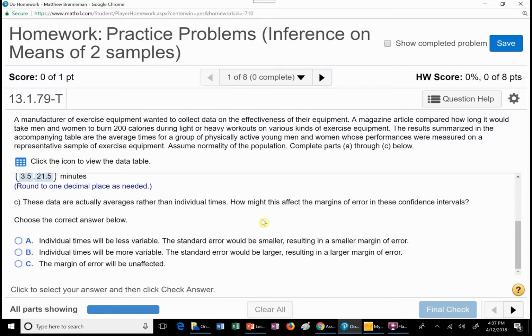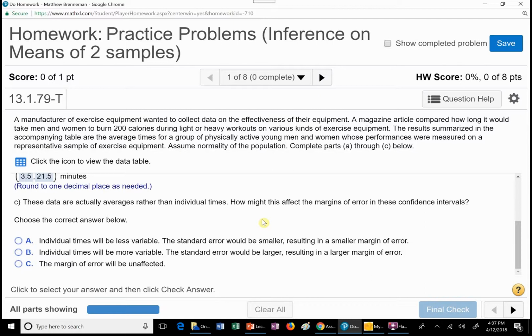What about C? Which of these is true? Individual times will be less variable. So what are we doing? We're comparing the averages with the individual times. In other words, they're saying, what if those numbers there weren't individual times? They were actually averages. Which would be true? Would the individual times have less variation or more variation? This is something that you were just talking about today.